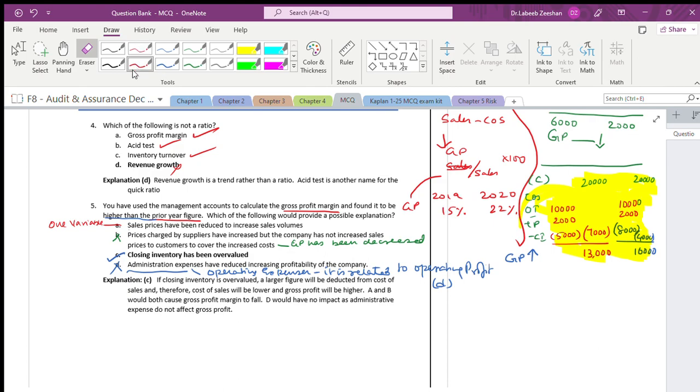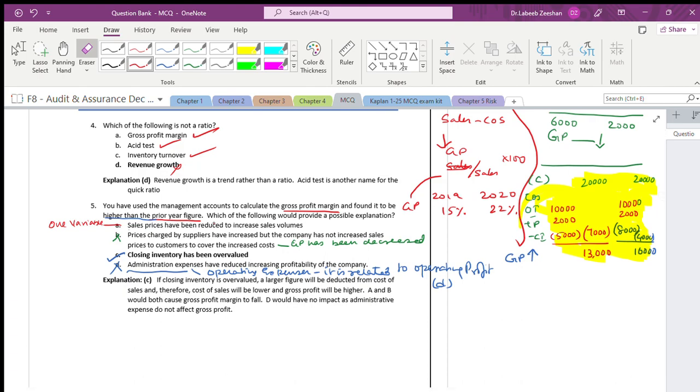They said that closing inventory has been overvalued. Overvalued means what? How much do you have to show? You have to show 5,000. Is it right? But how much are you showing for the closing inventory? 8,000. What is the result of this? The result is that cost of sales will be how much? Here the cost of sales is 7,000. Here the cost of sales is only 4,000.